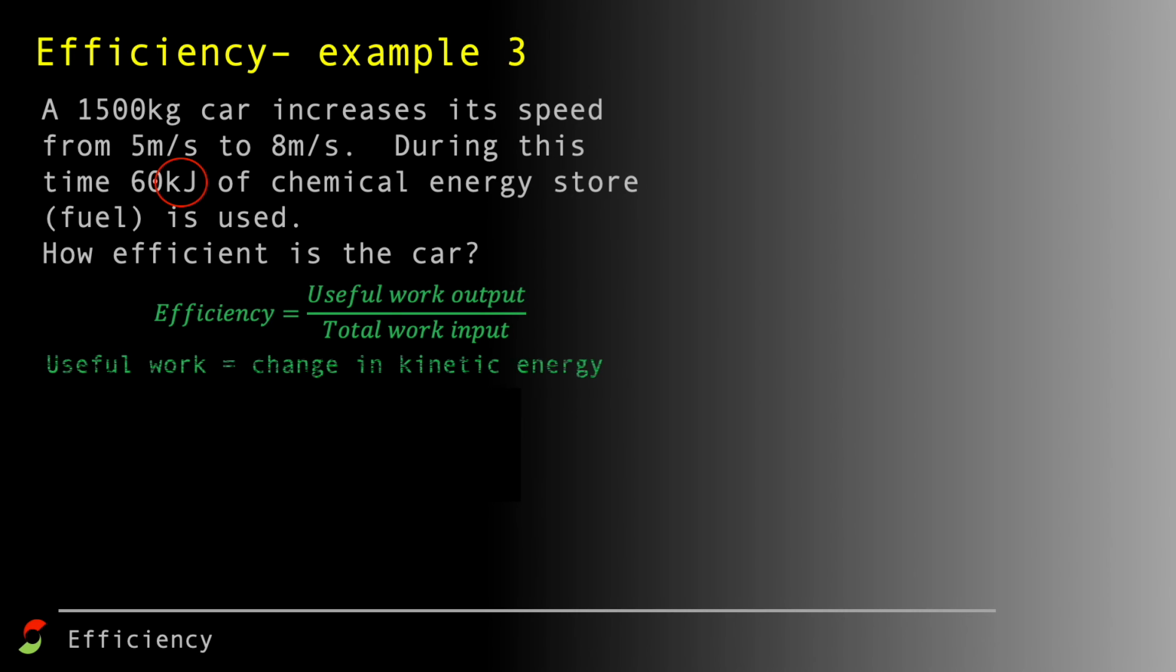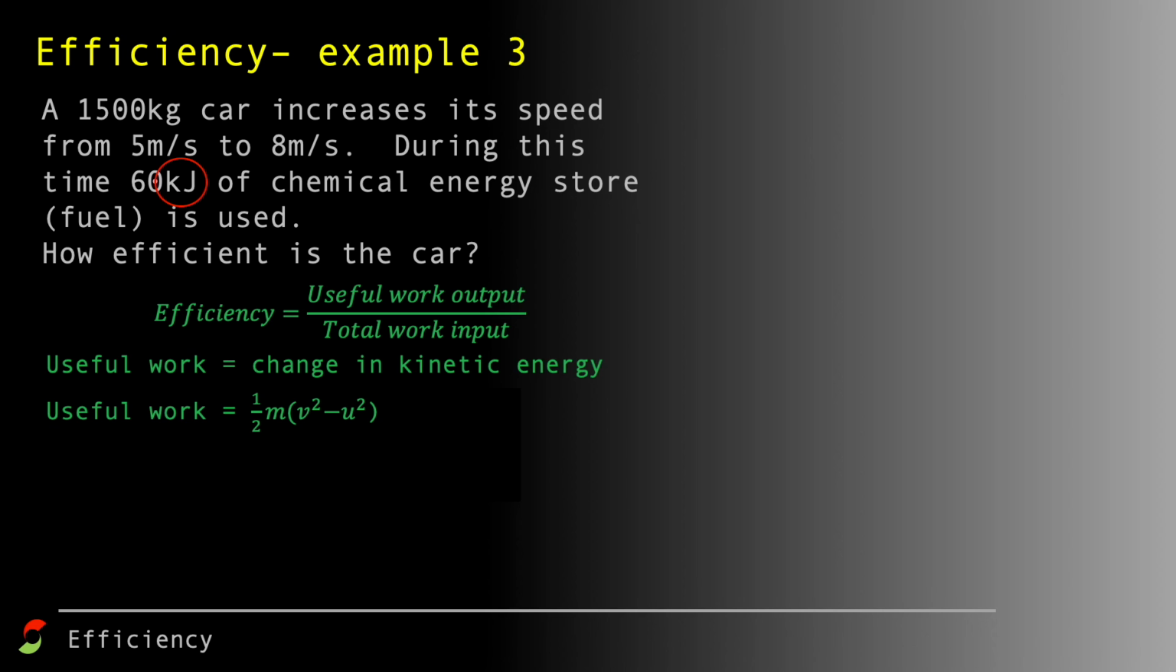So what's my useful work output? Well, that's going to be the change in the kinetic energy of the car. So it goes from 5 to 8 meters per second. That means its speed increases. That means the kinetic energy increases. And if energy increases or changes store or moves between stores via transfers, work is done. So I'm going to look at that useful work as a change in kinetic energy. And I'm going to use this equation for that change in kinetic energy.